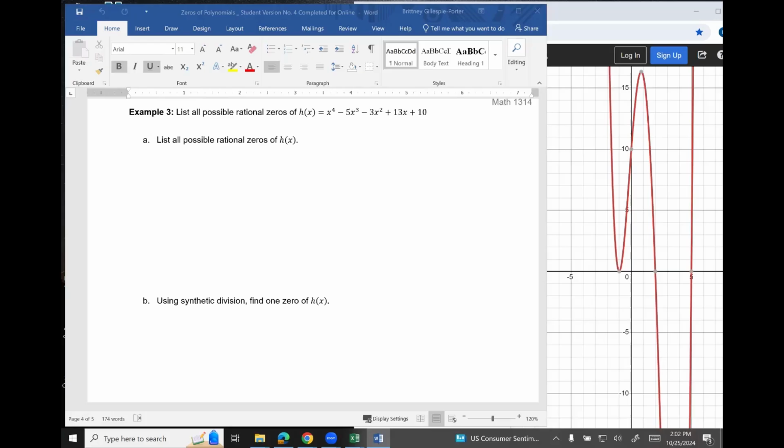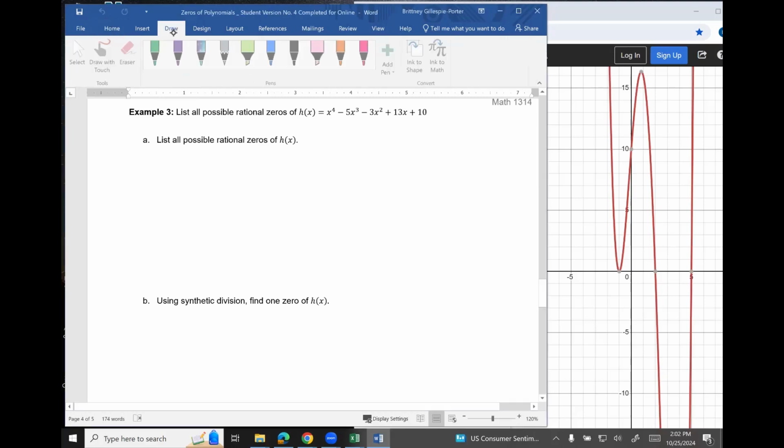All right, let's look at an example where we're asked to find all possible rational zeros of our function. It is a fourth degree polynomial. It's already in descending order. And the first thing that we are going to do is list all possible rational zeros.